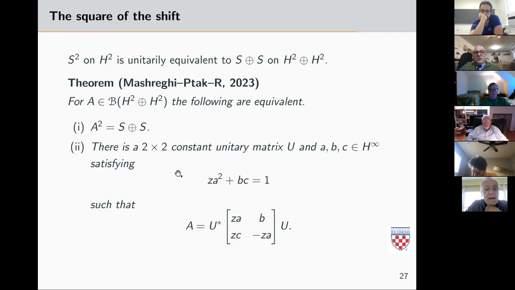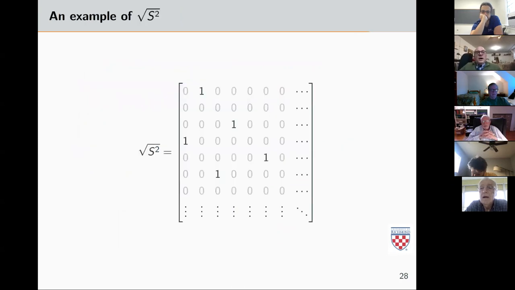And if you're thinking, well, how are you going to find functions that satisfy this? It turns out if you're good at outer functions, which Javad is, then you can actually find plenty of bounded analytic functions A, B, and C that satisfy this identity. Now, by the way, I teach linear algebra a lot, so I like matrices. I took some choices of U and of A, B, and C, and I worked out some interesting square roots of the square of the shift.